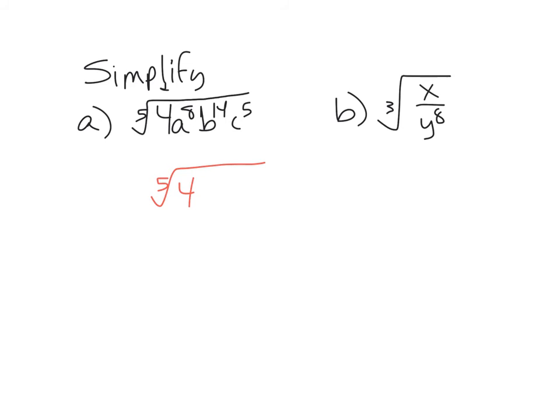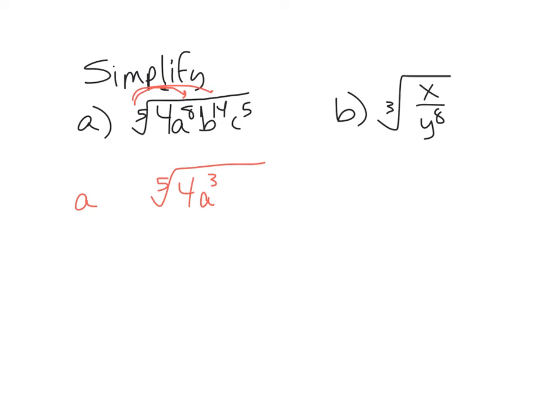Now, the variables. Remember, divide your index into your exponent. So I'm going to say, how many times does 5 go into 8? Well, it goes 1 time, so I'm going to take one a out. What's the remainder when 5 goes into 8? The remainder is 3. The remainder always stays in, so I'm going to leave 3 a's in there.